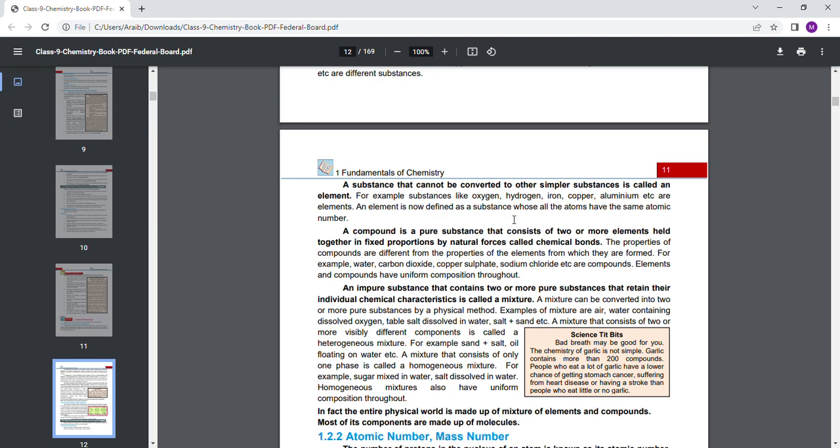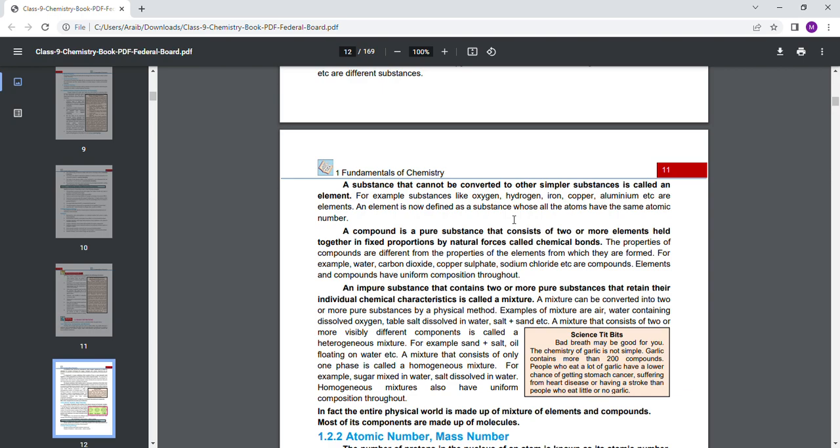A compound is a pure substance that consists of two or more elements held together in fixed proportions by natural forces called chemical bonds. The properties of compounds are different from the properties of the elements from which they are formed. Examples: water, carbon dioxide, copper sulfate, sodium chloride, etc. are compounds. Elements and compounds have uniform composition throughout. An impure substance that contains two or more pure substances that retain their individual chemical characteristics is called a mixture.